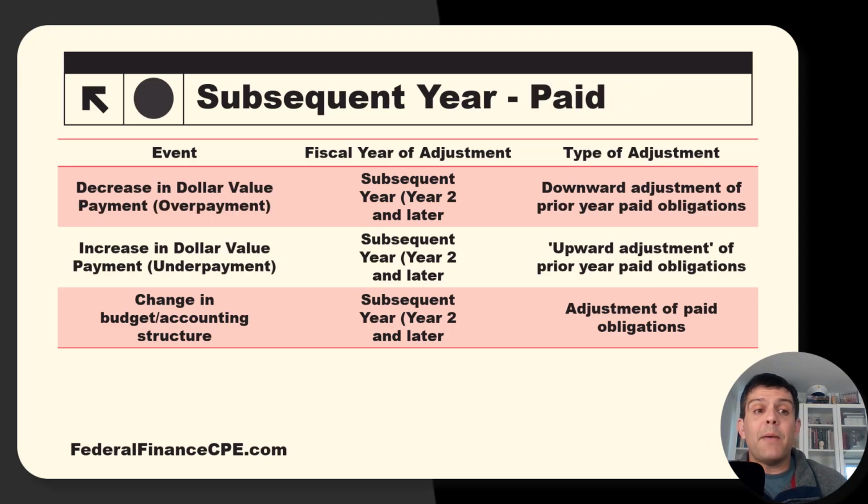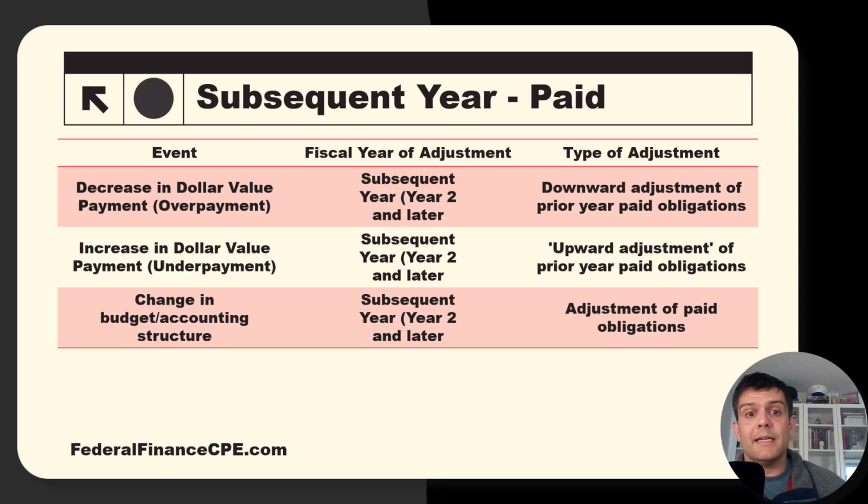Now, if you have paid accounts, it's a very similar situation we have. A decrease in the dollar value, so you had an overpayment, you're going to record a downward adjustment. If you have an increase in dollar value, it's an underpayment, right? You're going to record that upward adjustment.